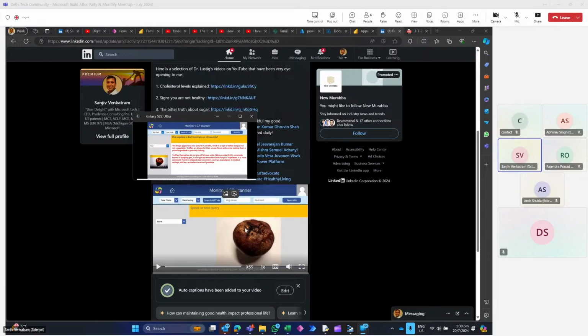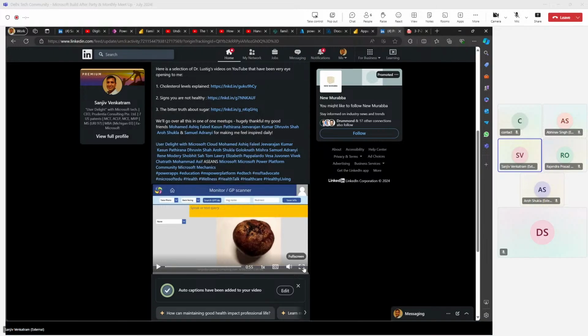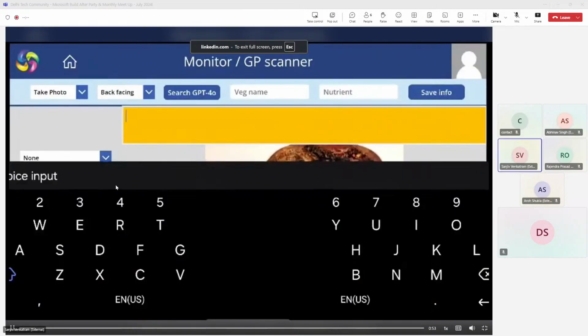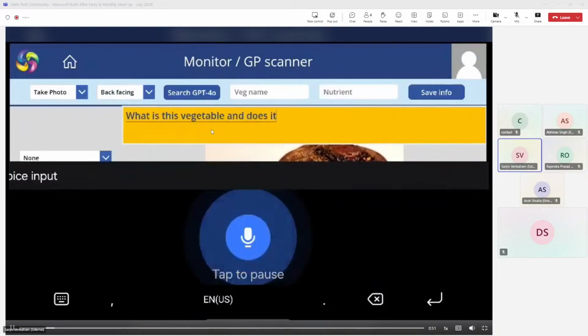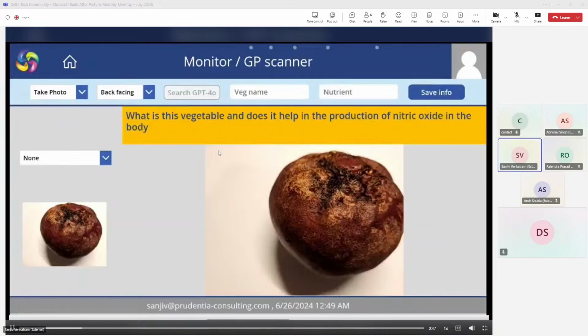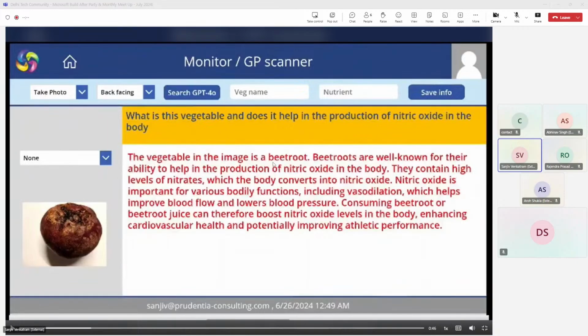If I had a good image of this, it would have actually said, and you can see this in this LinkedIn post. If I go up here and then play this, and here I'm literally talking, right? What vegetable is this? And then the production of nitric oxide. See, it said it's beetroot, right?